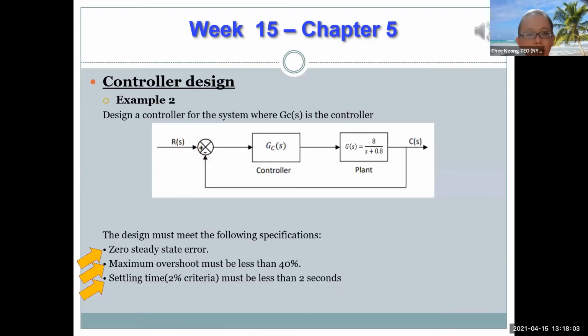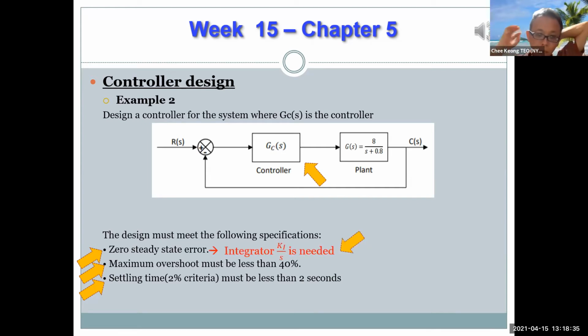In this particular controller design, the specification for the system was laid down to be 0 steady state error, maximum peak overshoot less than 40%, and settling time using the 2% criterion to be less than 2 seconds. There is no constraint on what kind of controller to be used, meaning we can use P, I, D, PI, PD, ID or PID so long as it meets the specification.